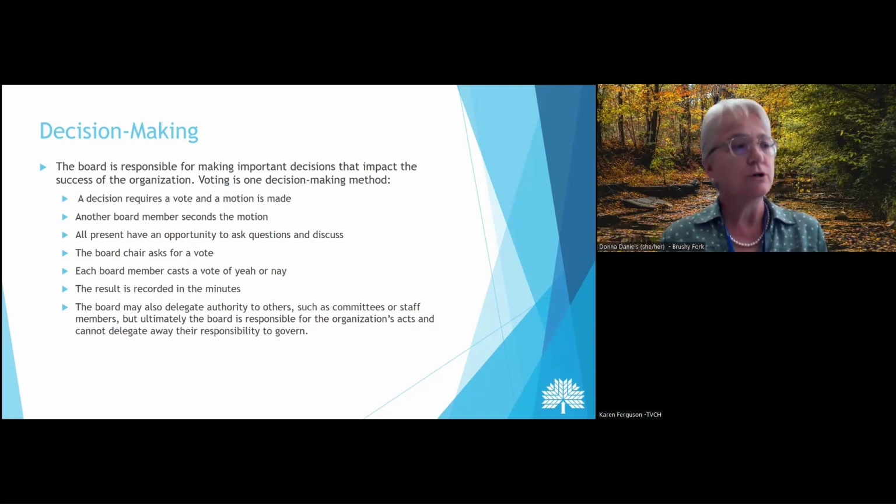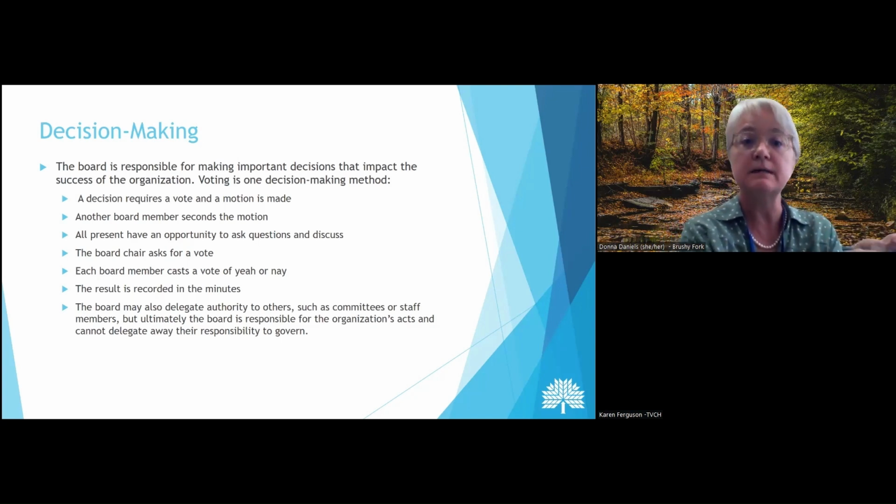Now, again, I said earlier that committees or staff members might, by resolution of the board, be allowed to make some decisions and have the authority to do that. But the board has to ultimately say we're allowing this, and that needs to be recorded in the minutes that says, yes, we're allowing this committee to make this decision.